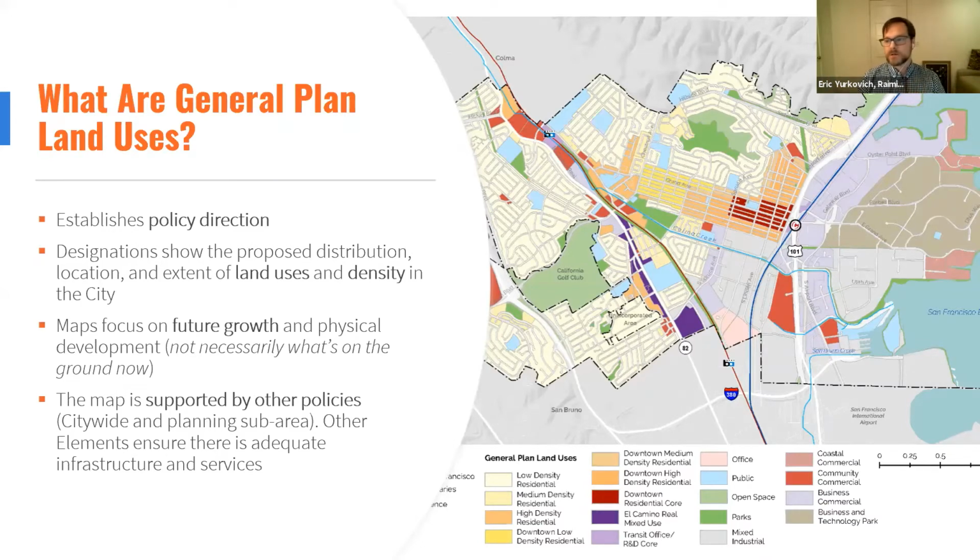And just a reminder that the land use element and the land use map itself would be supported by all sorts of other policies and implementation actions, from things like mobility, infrastructure, housing, parks, and open space. So while we're talking specifically about this land use element and the land use map today, it will be supported by all sorts of other elements of the general plan as well.